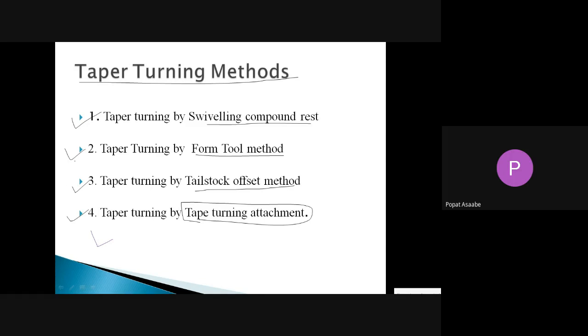Now we will discuss each of these taper turning methods one by one. First method is taper turning by swiveling the compound rest. Second is the form tool method, then the tailstock offset method, and the taper turning attachment method. You have to remember these are the four methods we can use for making a taper on the lathe machine.